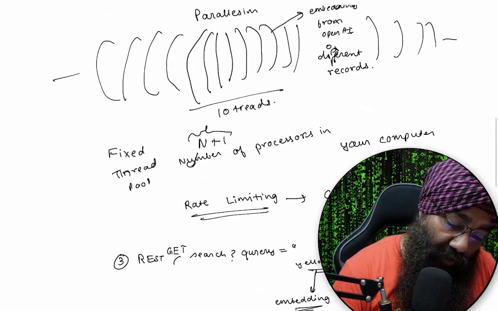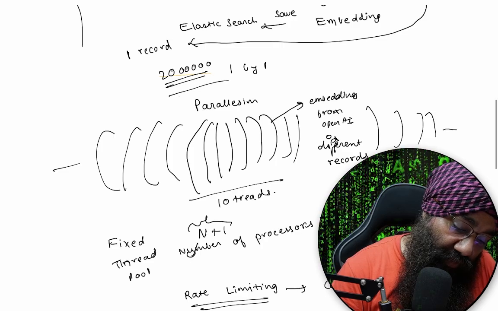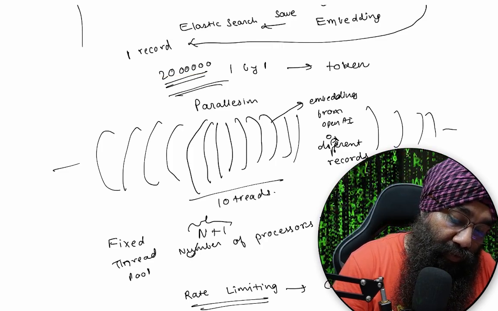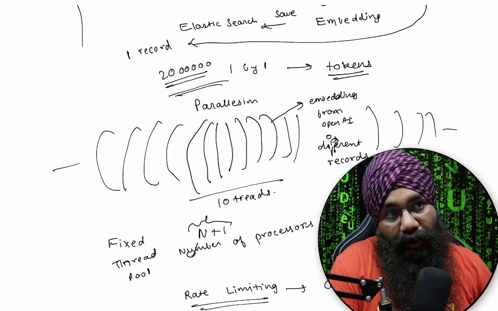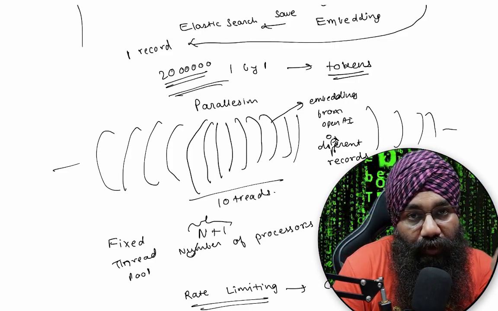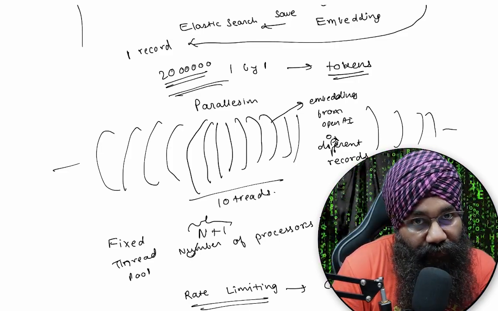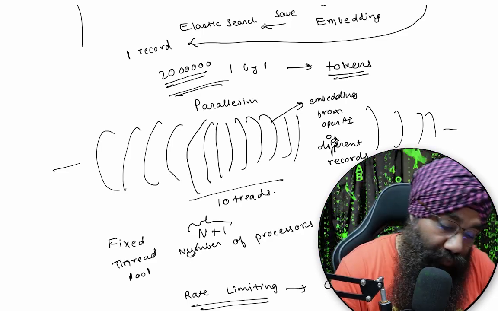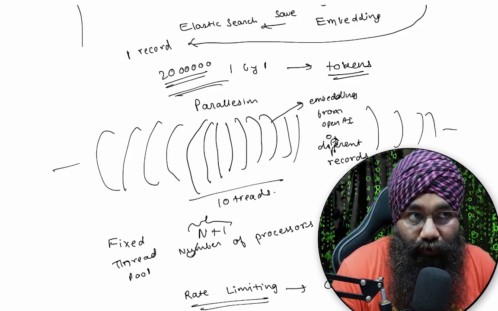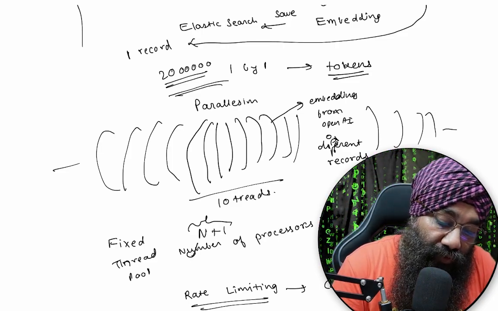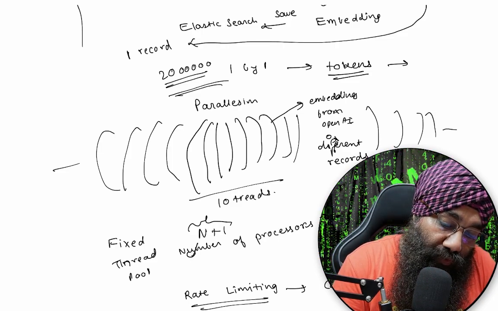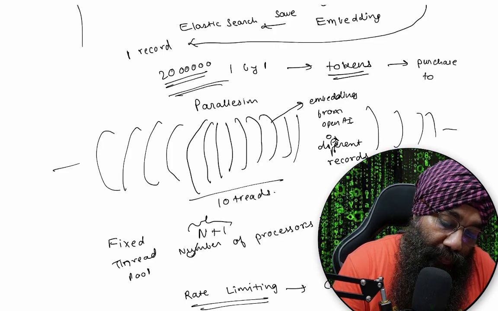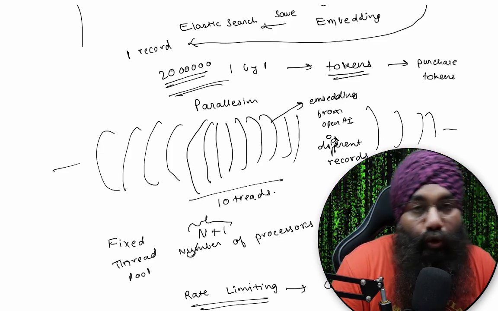Now you need to think about expenditure as well. When you generate embeddings for these 2 million products, you spend tokens. You have to purchase these tokens, and for every product embedding, depending on the size of the product data, the tokens will get consumed. So you have to purchase the tokens in your account. If the tokens are empty, your request will fail. So you have to continuously purchase the tokens whenever you are using them.